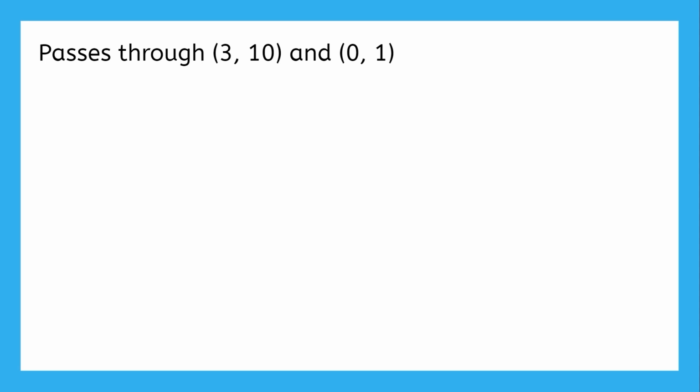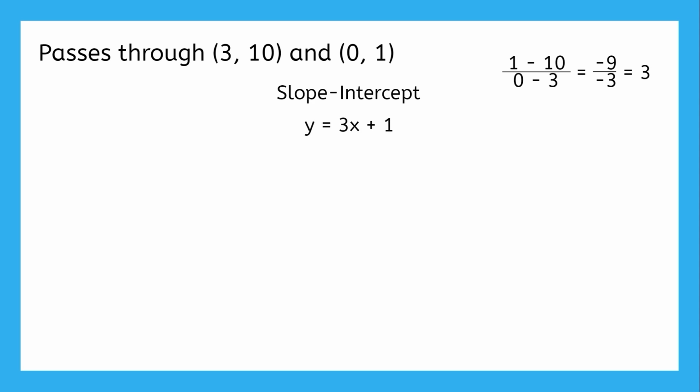For this example, one of the points we have is the y-intercept. So we'll start with slope-intercept form first. The slope comes out to 3. And if we combine that and the y-intercept, we get that the equation is y equals 3x plus 1.